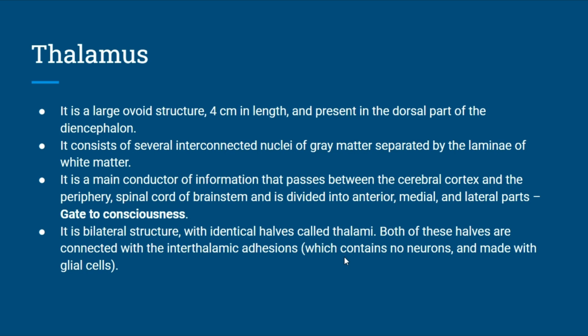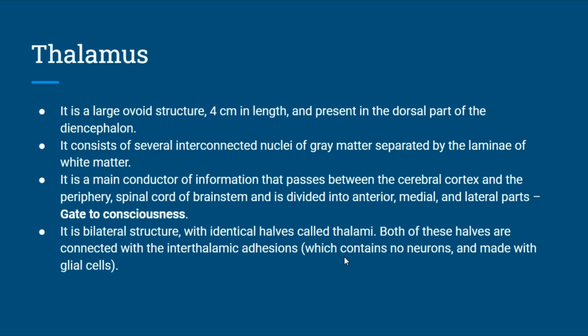So the thalamus is a large ovate structure, 4 centimeters in length, present in the dorsal part of the diencephalon. It is a bilateral structure. It has two identical halves called thalami, and both halves are connected by the interthalamic adhesions. These adhesions are not made up of any neurons, but of glial cells.